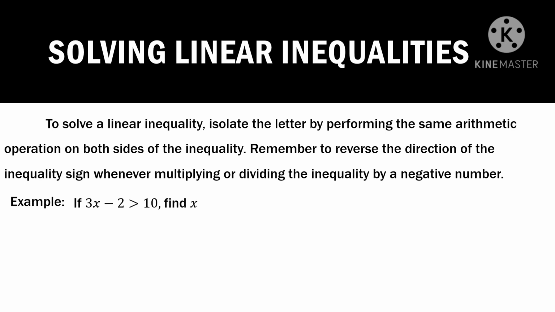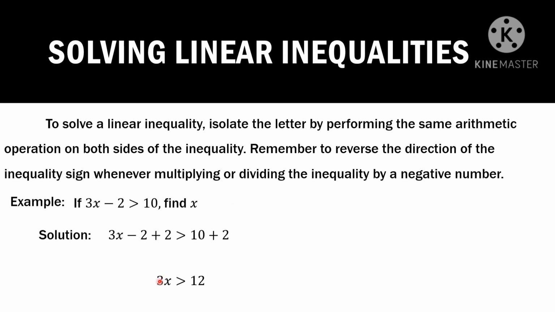For example, if 3x minus 2 is greater than 10, find x. So, what is x? So, that's the given. 3x minus 2 is greater than 10. Okay? So, ang solution doon, we add both sides by 2 para matanggal itong negative 2. Addition property of inequality. So, the inequality symbol will remain unchanged because we simply add the same number on both sides of the inequality. So, 3x minus 2 plus 2 is greater than 10 plus 2. So, ito makaka-cancel na yan. So, we have now 3x is greater than 12. Okay?